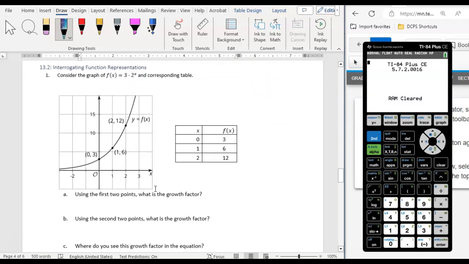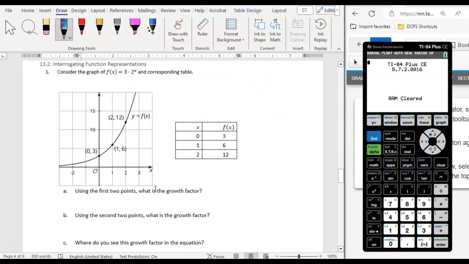All right, consider the graph of f of x equals 3 times 2 to the power of x and the corresponding table. Using the first 2 points, what is the growth factor? So you can look here, or we can look here, but either way, we're going to do 6 divided by 3, so we know the growth factor is 2. We're multiplying by 2 each time. Using the second 2 points, what is the growth factor? Now we're going to look at these 2 points, and we again get 12 divided by 6, which is also 2.